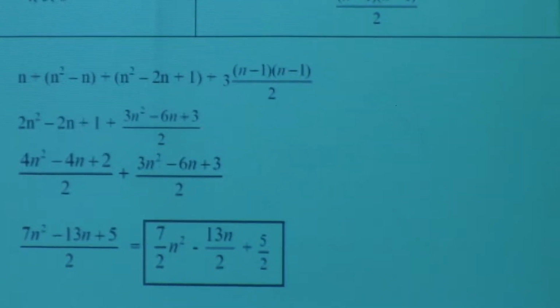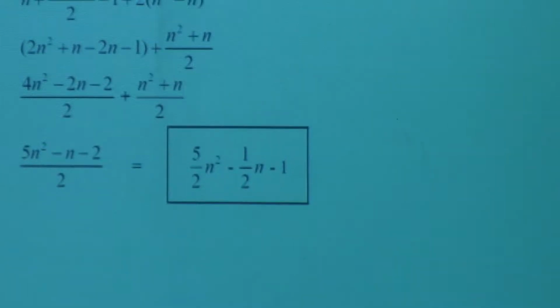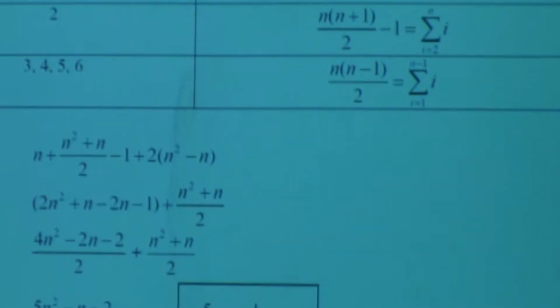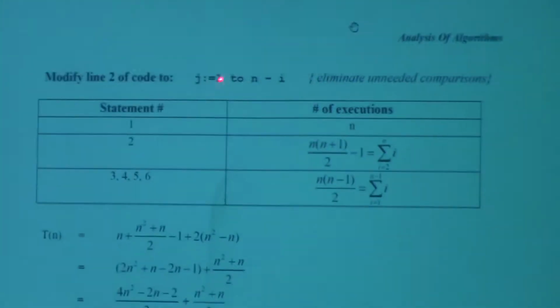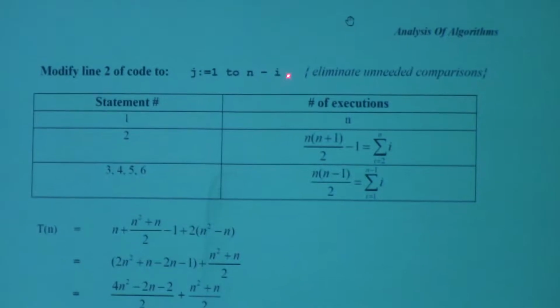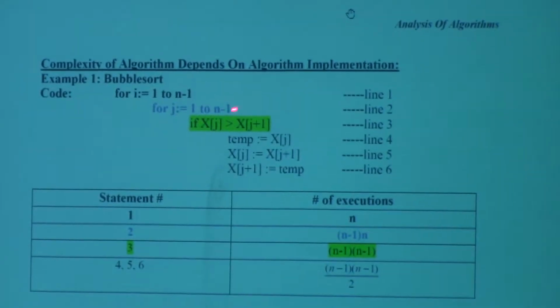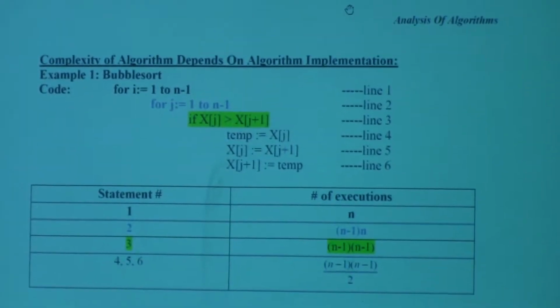So now, let's take a look and modify our code slightly. And where's the code modification? Do I have it up here? Yeah, so I'm going to modify line number 2 from j goes to 1 to n minus i, whereas before it said n minus 1. What does it mean? It means when i is 1, it's n minus 1.